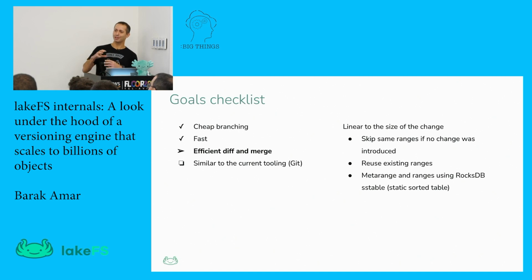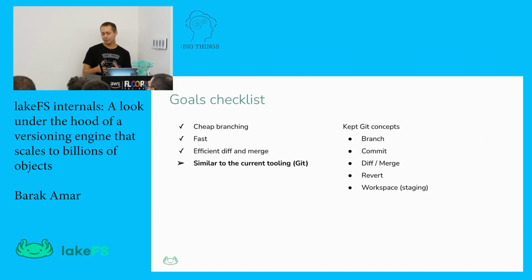Using the two-layer B-tree, we can support a very, very fast diff operation, skipping common changes. Most of your millions of objects can be spared in comparing what changed. And by introducing the meta range layer, we can also reuse the existing ranges that describe the data lake in order to perform fast merge operations. And of course, almost every operation you know from Git, revert, diff, merge, commit, and branching, is a core capability of the engine itself. And that's it.